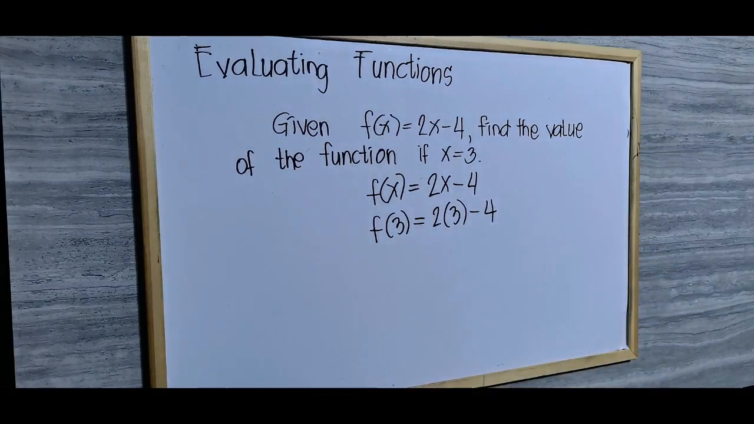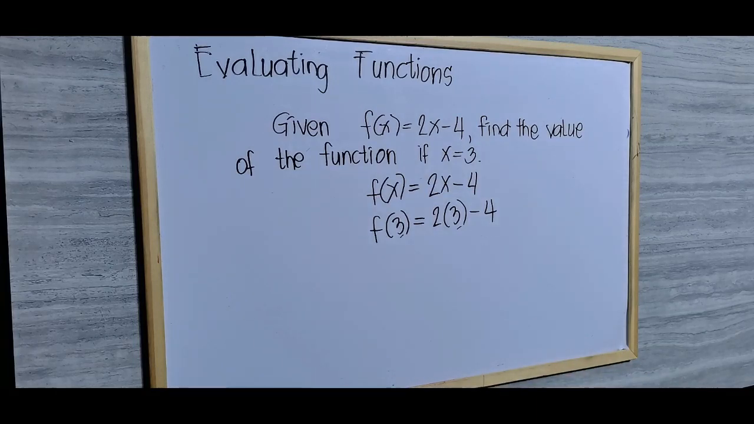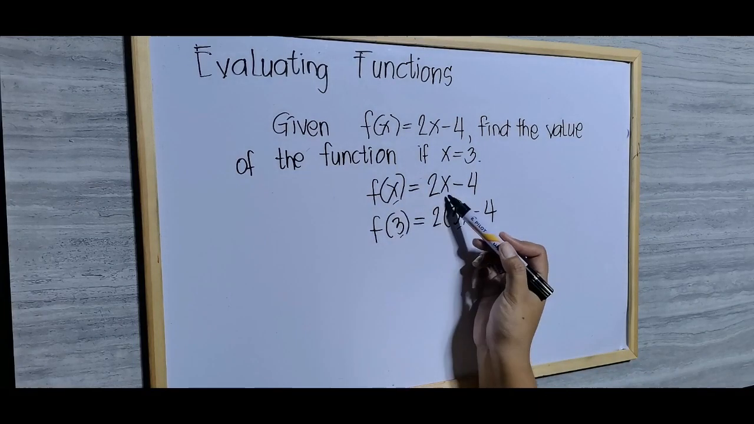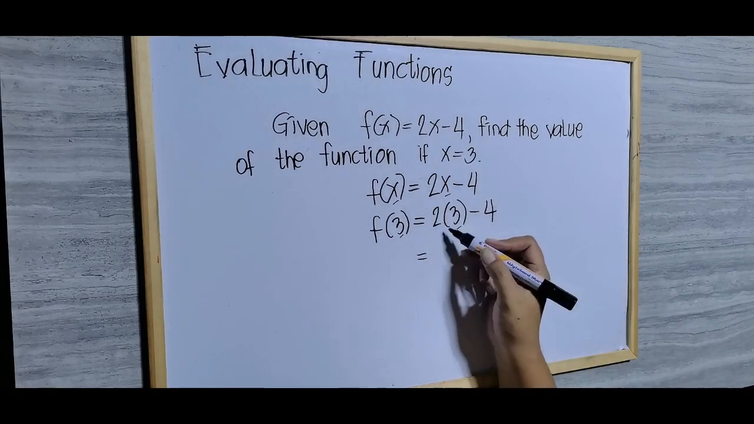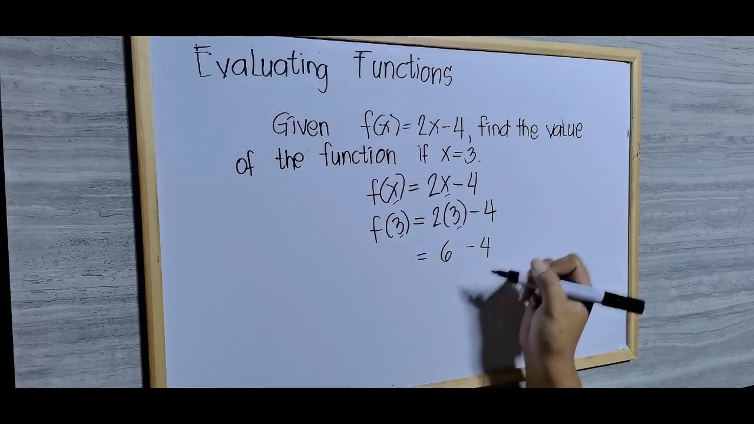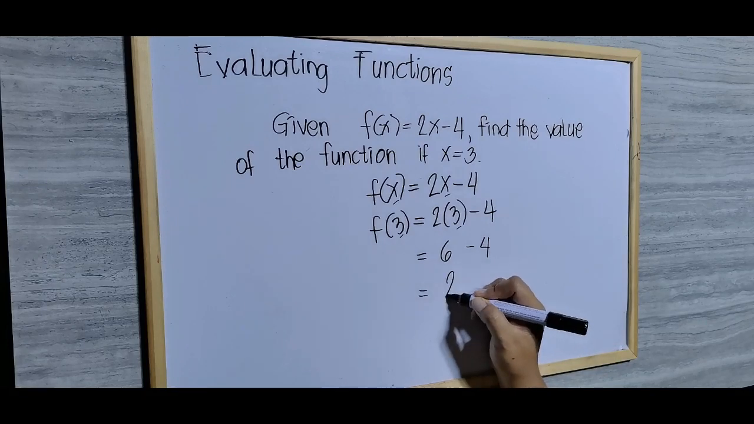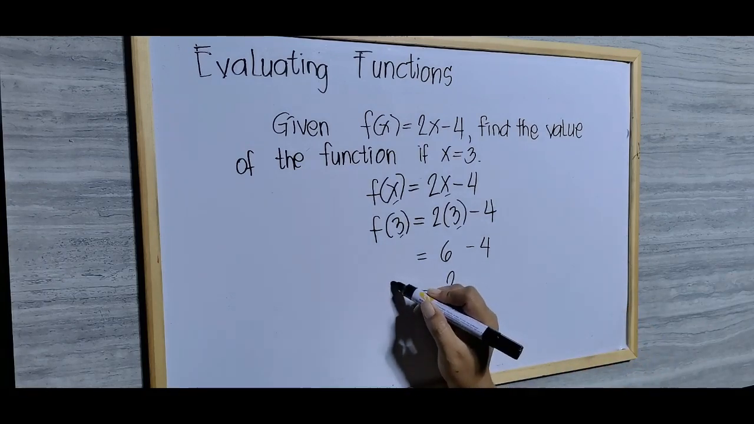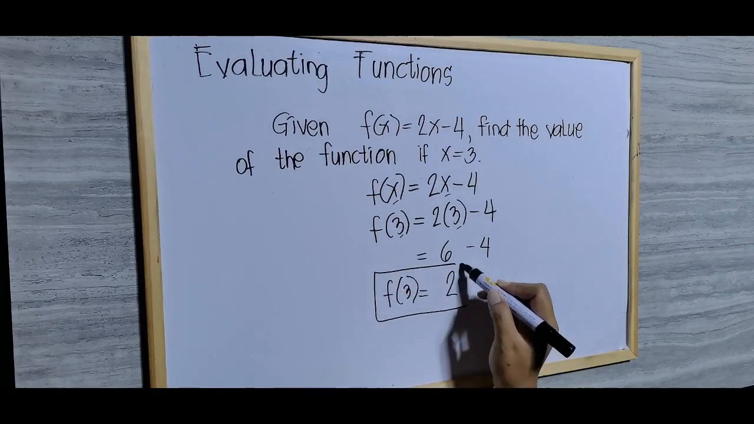So, nang napansin nyo mga anak, lahat ng value ng x ay napalitan ng positive 3 dun sa ating given function. Next step is to simplify the expression on the right side of the equation. So, we will have 2 multiplied by 3 is 6 minus 4. So, we have 6 minus 4 that is equal to positive 2. Therefore, f of 3 is equal to positive 2.